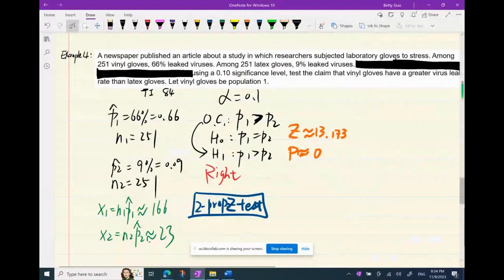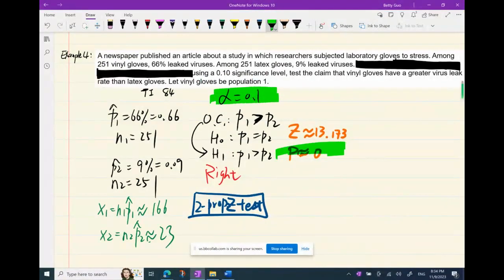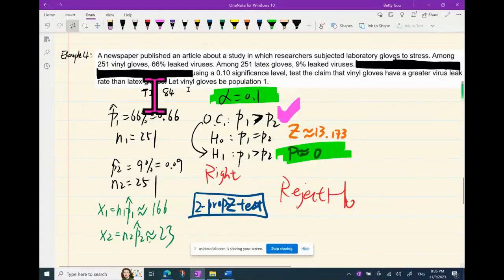So if we use the p-value method, compare with the significance level, of course the p-value is low, right? Of course we are going to reject H0. Reject H0, we say we have sufficient evidence to support the original claim. The vinyl gloves are bad, a lot worse than the latex. So the hospitals should use latex gloves. Any question about number 4 before we move on?